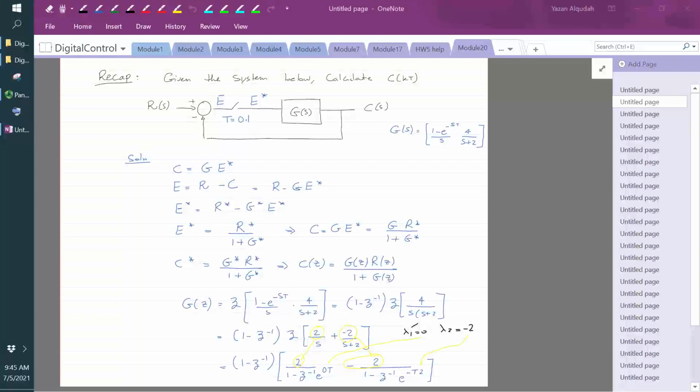Now, keep in mind, when you see something like this, what would this system look like in reality? This signal is sampled and then applied to a continuous time system. So immediately, we know that this G of S must have a zero order hold in it. How do we know that? Because how do we sample this signal? How does the physical system look like?